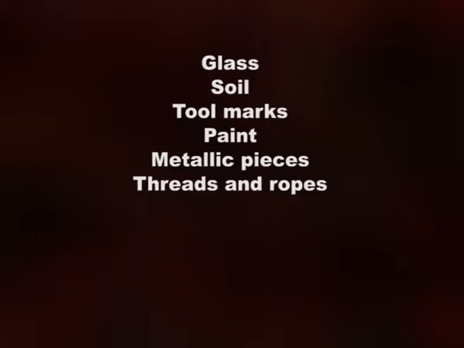After looking at the biology section, now we move on to the forensic physics section. The physics section of the forensic science laboratory deals with the following types of examination which are generally carried out. They are glass, soil, tool marks, paints, metallic pieces, threads, ropes, cloth pieces, struggle and cut marks on cloth, knot examination and examination of metallics, etc.